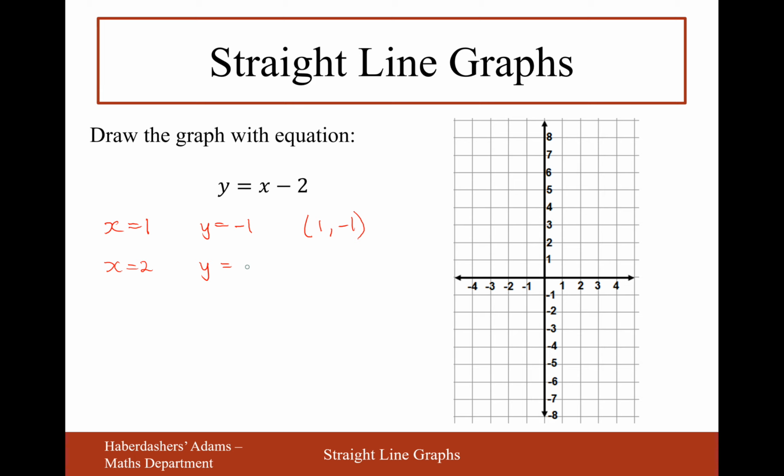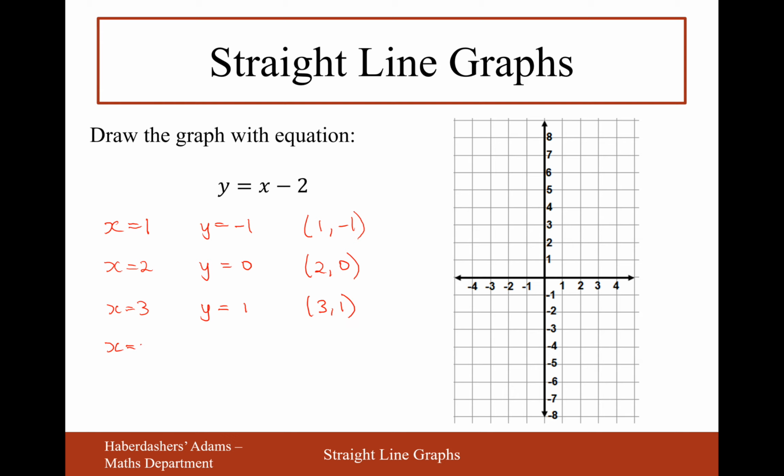Y this time would be 2 minus 2 is 0. So the next coordinate would be (2, 0). The next coordinate we'll choose maybe 3. I'm just picking easy x numbers here that I can use to make my coordinates. 3 minus 2 is 1, so the next one will be (3, 1).